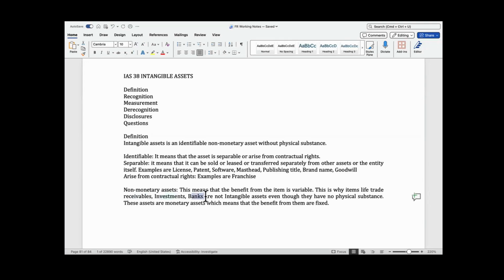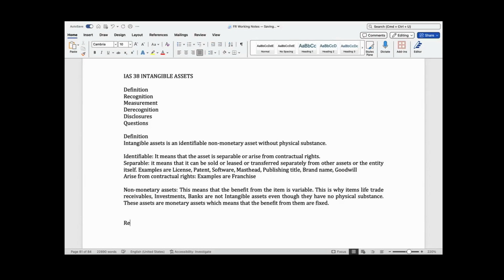That is different from non-monetary. You don't know. It depends on how well you use that asset. You can get a lot and you can get nothing, depending on your usage of that asset in question. So that's a major difference. So non-monetary is a major feature of an intangible asset. So that is the definition and examples of intangible assets. There are much more examples.